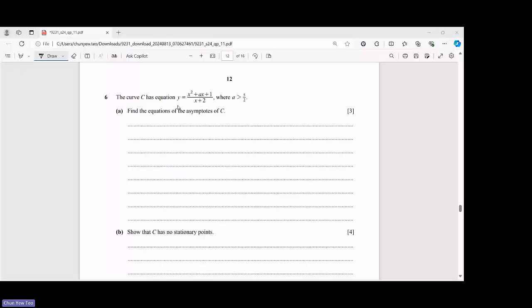Now we take a look at question number 6. The curve C has the equation y equals x squared plus ax plus 1 over x plus 2, where a is greater than 5 over 2. Find the equations of the asymptotes of C.